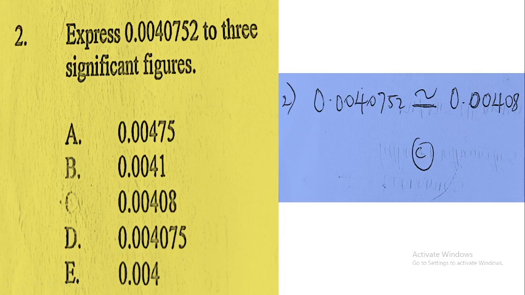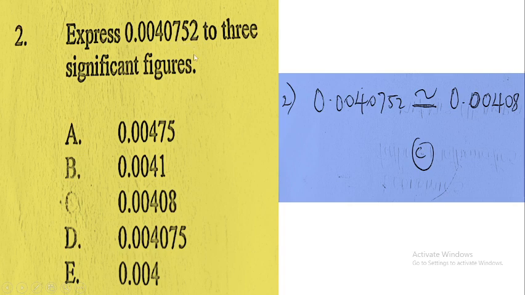So the next question, you have to express 0.0040752 to 3 significant figures. Of course, the question is from approximation. We have to approximate this number. So if you are to approximate it to 3 significant figures, you agree with me that the first significant number here is 4. The second one is 0, and the third significant number here is 7. So look at the number after 7.